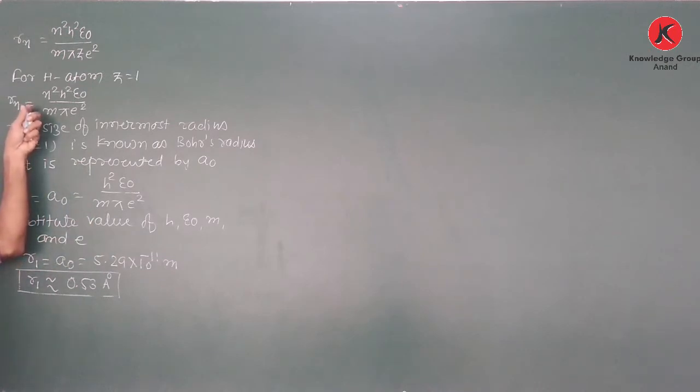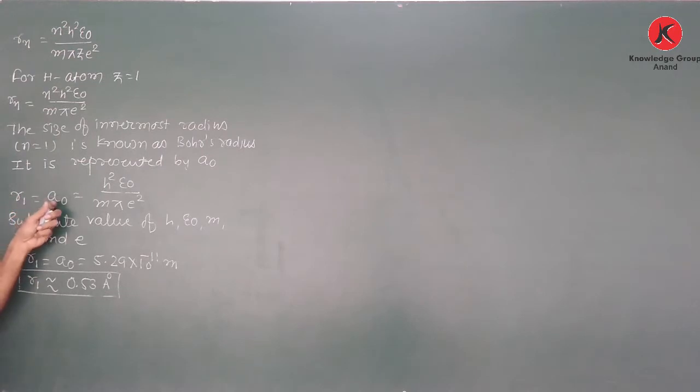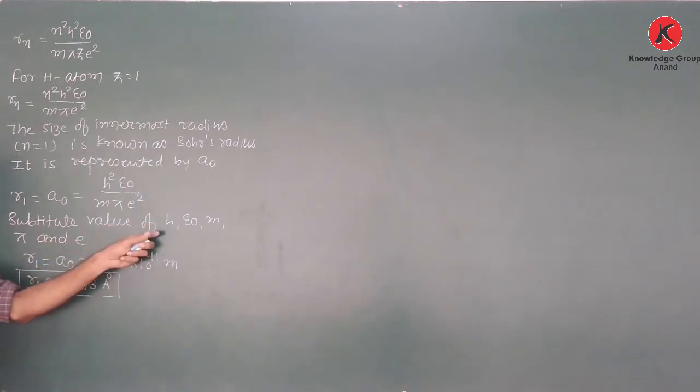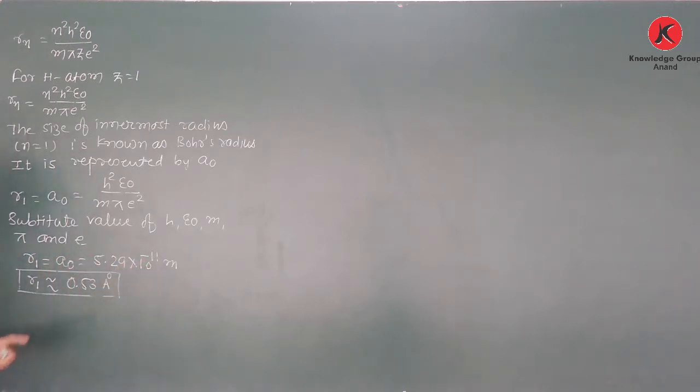Therefore, in this equation, we substitute n is equal to 1. Therefore, r1 is equal to a0 is equal to 1 square h square epsilon 0 upon pi m e square. Substitute the values of h, epsilon 0, m mass of an electron, pi, and e charge of an electron. We obtain the Bohr radius r1 is equal to a0 is equal to 5.29 into 10 to the power minus 11 meter. Therefore, 0.53 angstrom.